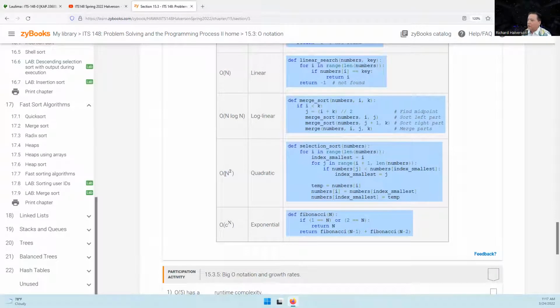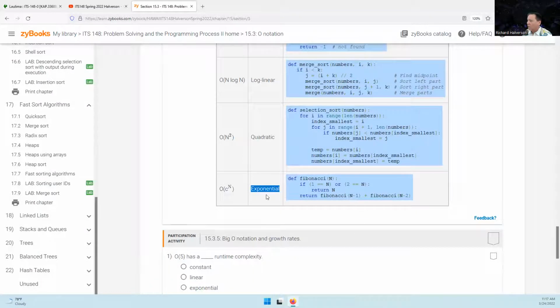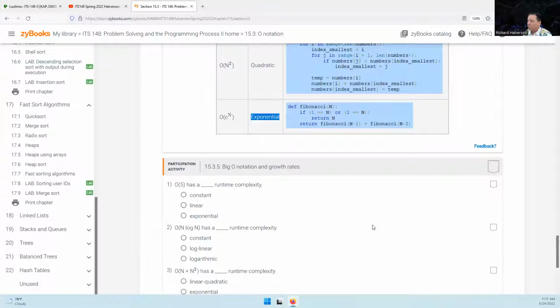Selection sort is just n squared. It's a nice sort algorithm, but the trouble is it's n squared. It's called quadratic. And then something to the power of n is exponential. Computing the Fibonacci sequence is an example of that.